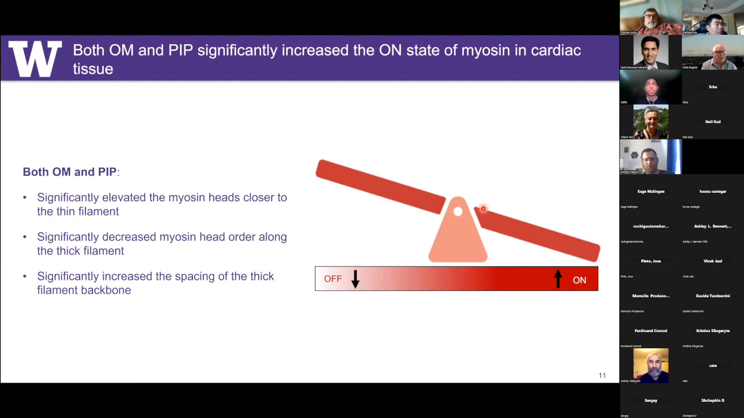And so based on these results, OM and piperine both significantly increased the on state of myosin in cardiac tissue. Both significantly elevated the myosin heads closer to the thin filament, they both significantly decreased myosin head order along the thick filament, and they both significantly increased the spacing of the thick filament backbone. Relating back to our visual balance, we see that the increase in on myosin is represented by the balance leaning heavily in that direction, indicating a significant shift in the off-on equilibrium.